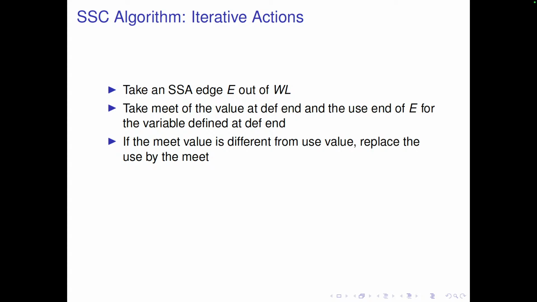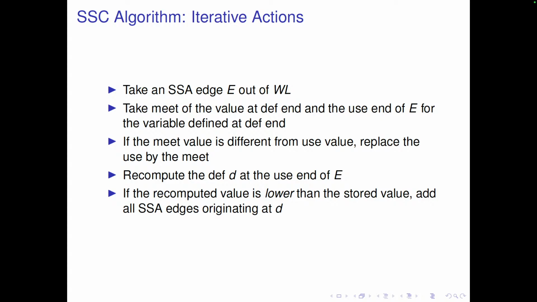Once I have updated the value of A, I have to compute A star B again. So replace the value by meet, and then recompute the value of X at the use end. And what can happen? Again, this value might change. If this value has changed, lowered, meaning it goes from top to some constant value, or from a constant value to not a constant, then any edge originating out of X, E2, E3, E4, I have to add them to the work list.